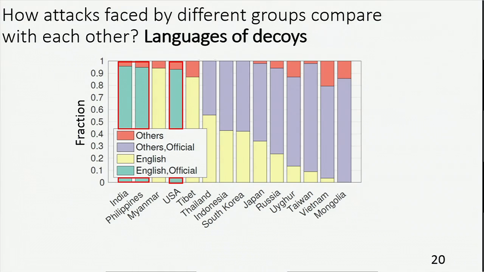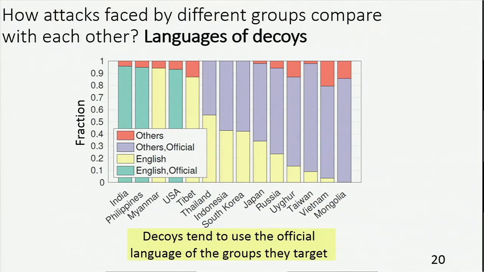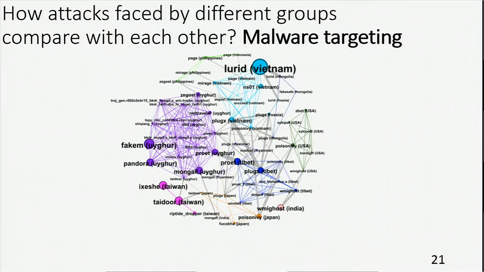So the first takeaway is, in India, the Philippines, and the US, a large fraction of English language documents, which are official languages in those countries. We do see cases, Myanmar and Tibet, where English is predominantly used and it's not the native language. But when we look at the other cases, we see a large fraction of those regions are affected by documents that are tailored to the official language of that region. So the bottom line is that decoys often, not always, but they are often using the official language of the groups they target. So there's definitely evidence of strong targeting.